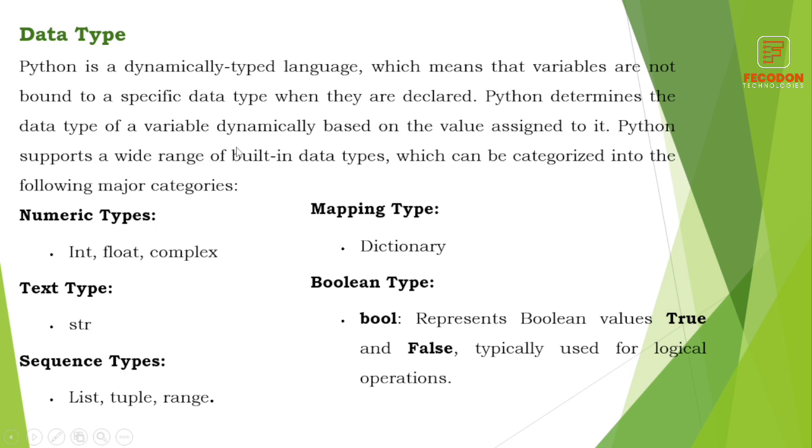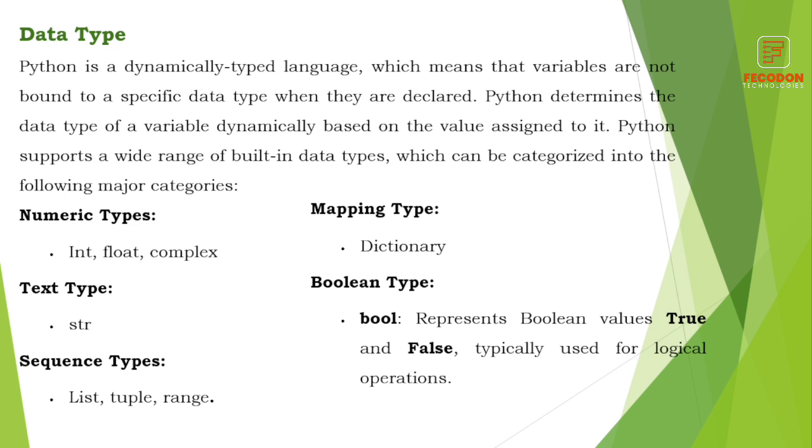So these are the major data types we have in Python. We have the number type, we have the text type. In the number type, we have the int, the float, and the complex. In the text type, we have the string, the list, tuple, range, and the dictionary. We also have the Boolean type. The Boolean type is about true and false. So we'll look at all these data types one after the other.